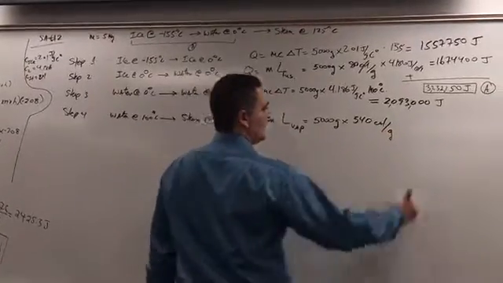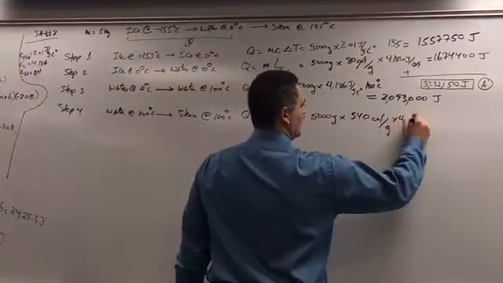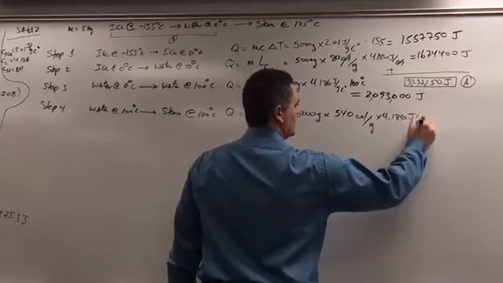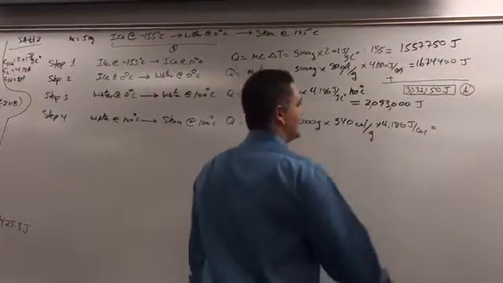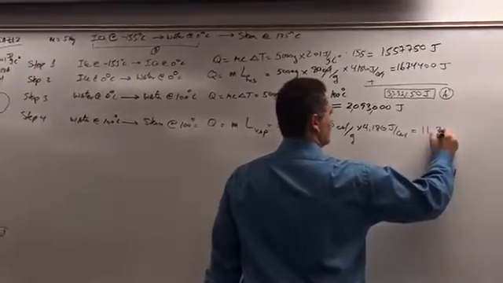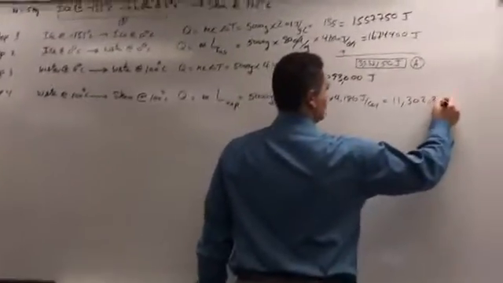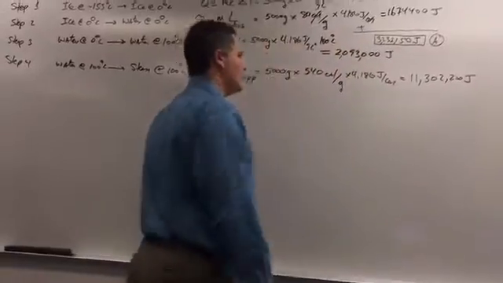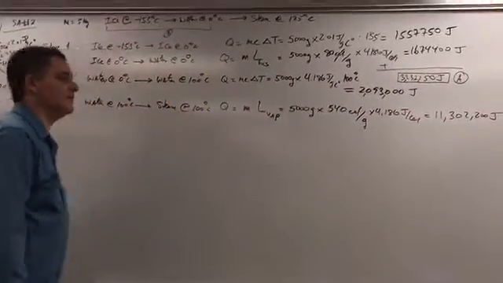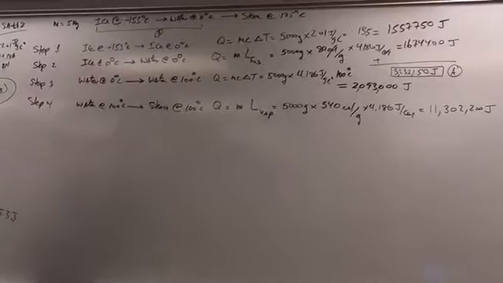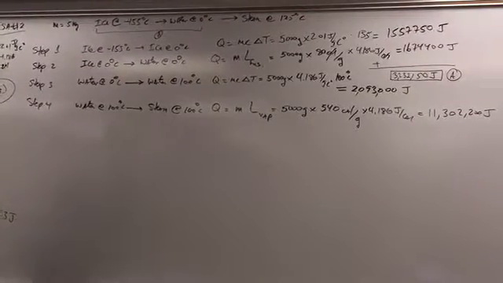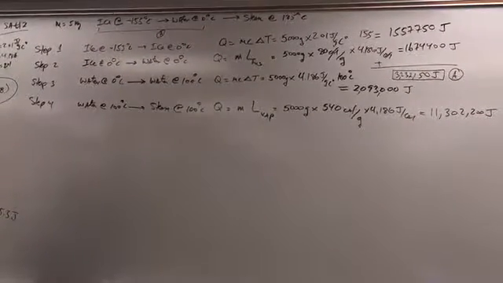And again, we're going to multiply by 4.186 joules per calorie. That comes to almost 11 million something: 11,302,200. Okay, so you can see there's a lot of energy stored in steam. Of course, you're not going to douse yourself in 5 kilograms of steam, though. That's tough, but it's still a lot of energy.